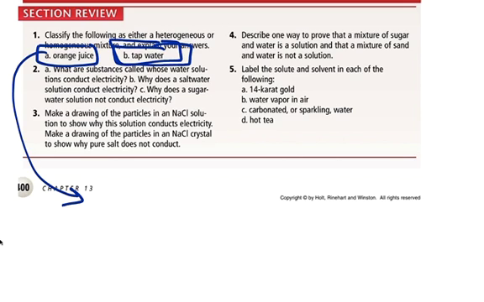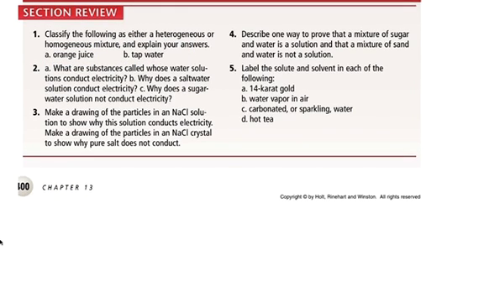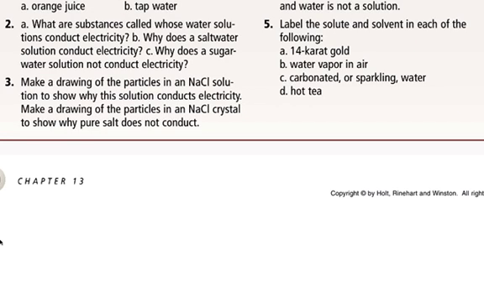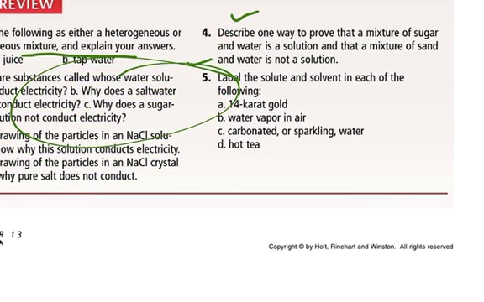What else do we have here? What are substances called whose water solutions conduct electricity? Those are electrolytes. Again, electrolytes have dissolved ions, so they can conduct electricity. Why does a saltwater solution conduct electricity? Well, because it has dissolved ions. A sugar solution does not conduct because it does not have dissolved ions. We could make a drawing of that, but it is on that previous chart. So let's move on to our other questions.